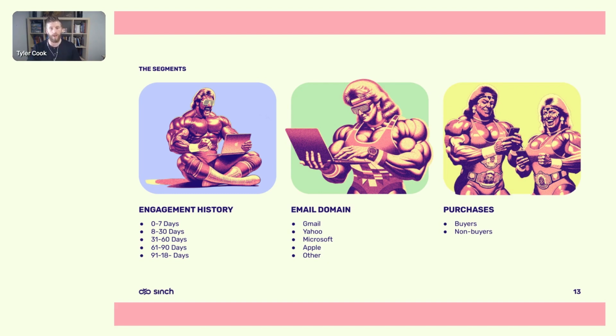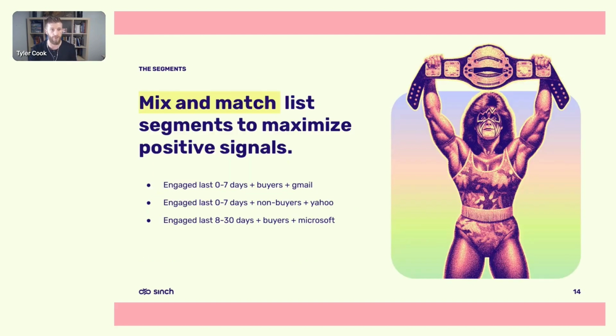Then the next thing we do is we look at purchases. We want to segment out buyers versus non-buyers, because again, the goal is to maximize your positive signals. And we know that buyers are typically going to give you a positive signal versus non-buyers, right? So these are the 3 segments that we'll set up and look at, and we'll mix and match them. So you can see here, we'll mix and match these list segments to maximize positive signals, right?